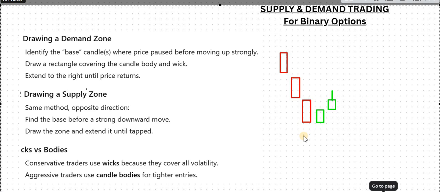So the demand zone is forming. You already know now. Why do you know that the demand zone is forming? Remember, this is a major downtrend.